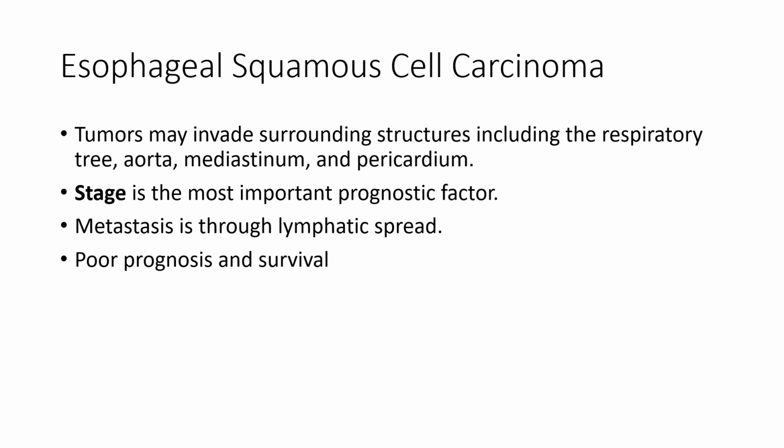Carcinomas are staged. Stage is the most important prognostic factor. It is characterized by the T, N, and M. The T is determined by the extent of invasion into the esophageal wall and if it invades into surrounding structures. The N is determined by the presence or absence of lymph node metastasis, and the M is determined by the presence or absence of distant metastasis. Metastasis occurs through lymphatic spread. Esophageal carcinomas have poor prognosis and survival.